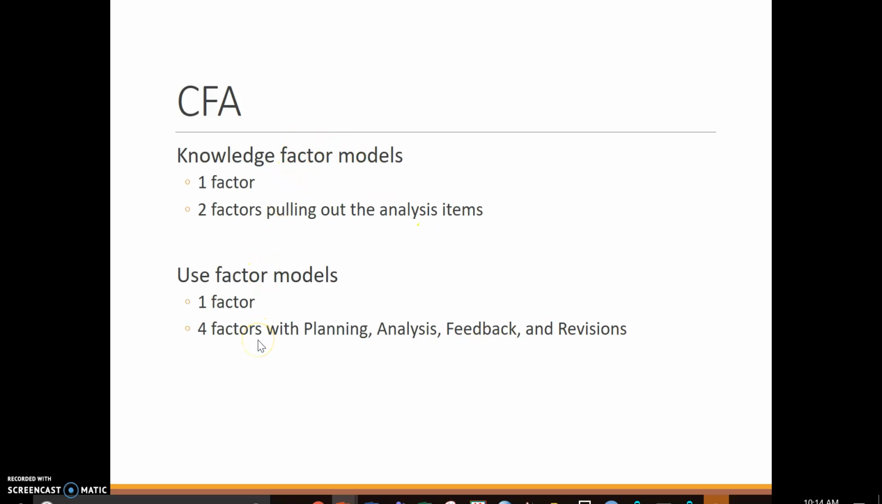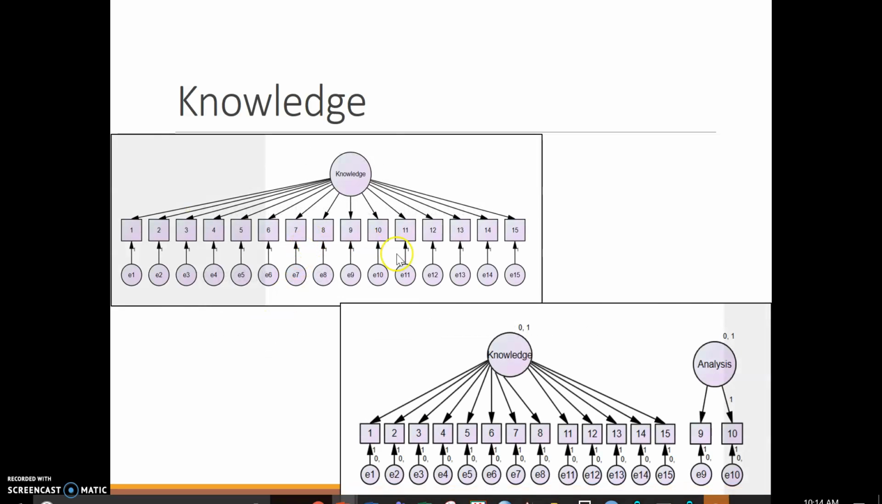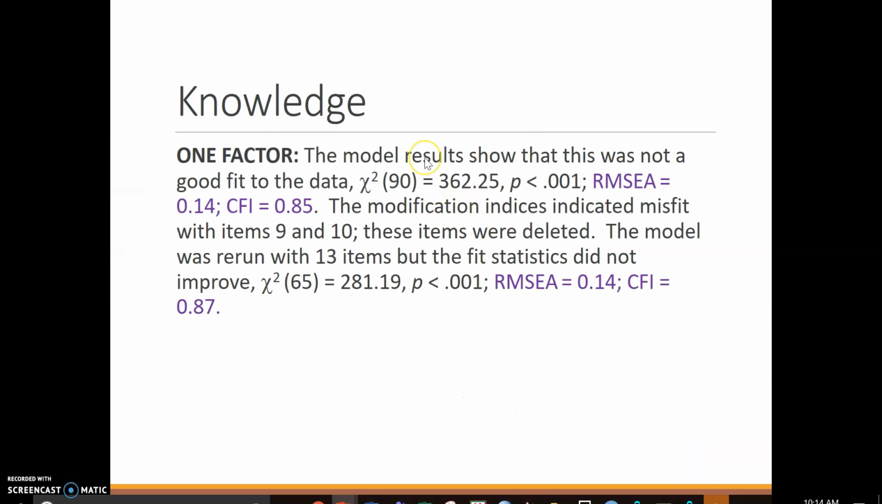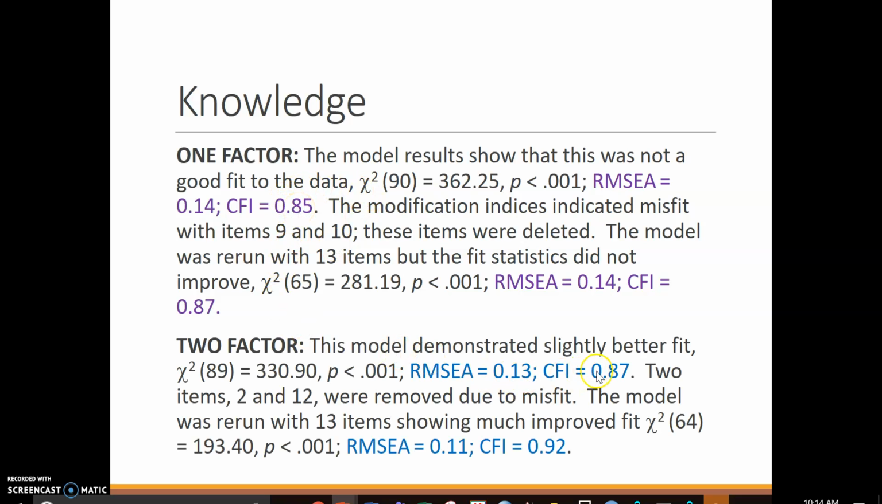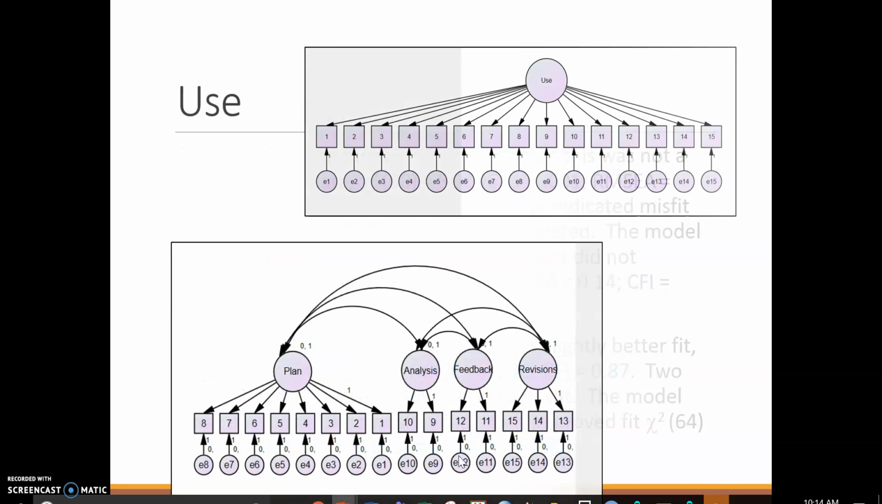So for the CFA, with a new sample, we're going to try two models for knowledge and two models for use. So we can see here, I'm pulling out the two items about analysis. And what we find is that the single factor doesn't fit super well. Even removing items that misfit, we can get an improved model fit, but it's not great. The two-factor model is an improvement, and especially when removing the misfit items, we're in a much better place, at least with a CFI. Still not perfect, but closer.